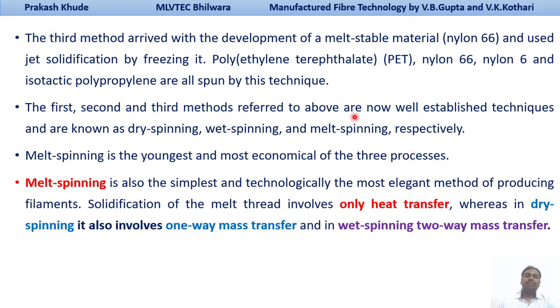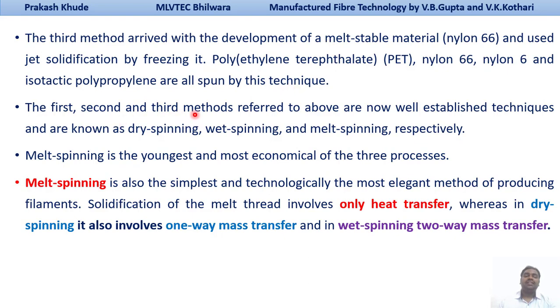The third method arrived with the development of melt stable materials like nylon 66, and it was solidified by freezing, or we can say cooling. Nylon 66 was the first polymer developed by the melt spinning technique, and it can further be used for polyesters, nylon 6, nylon 66, and isotactic polypropylene, which can be spun by these melt spinning techniques.